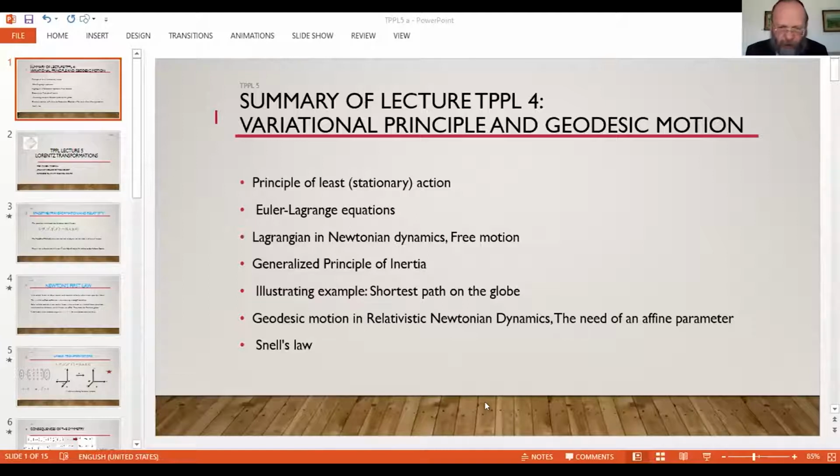We have seen free motion is given by straight lines in space-time, and a straight line in space-time has several equivalent properties. One of them is the shortest route between the two points. And this helps us to generalize it in the case when the space-time is not flat. That is where I introduced a generalized principle of inertia.